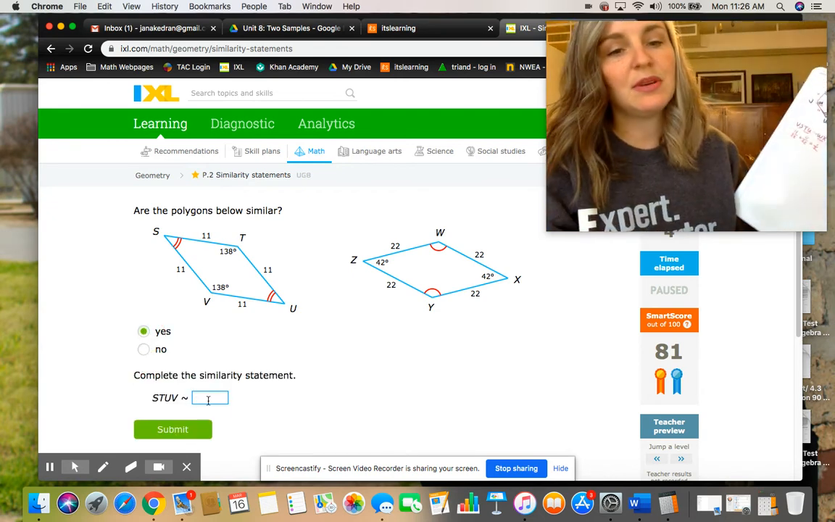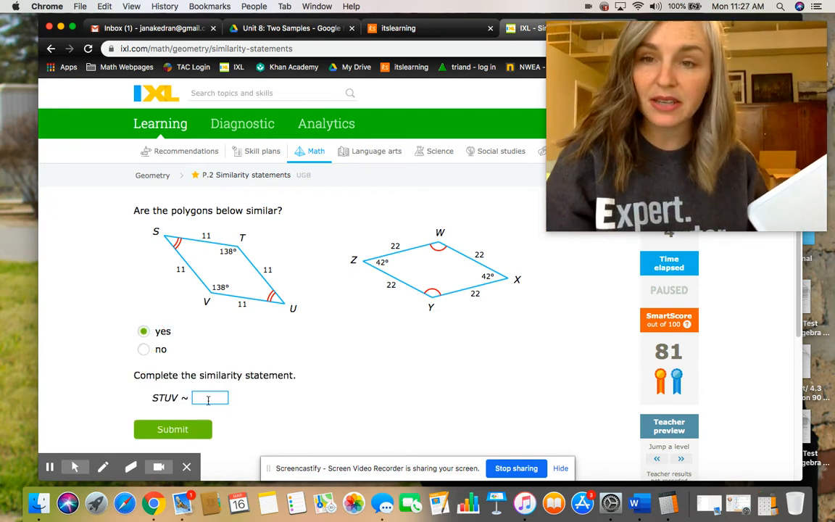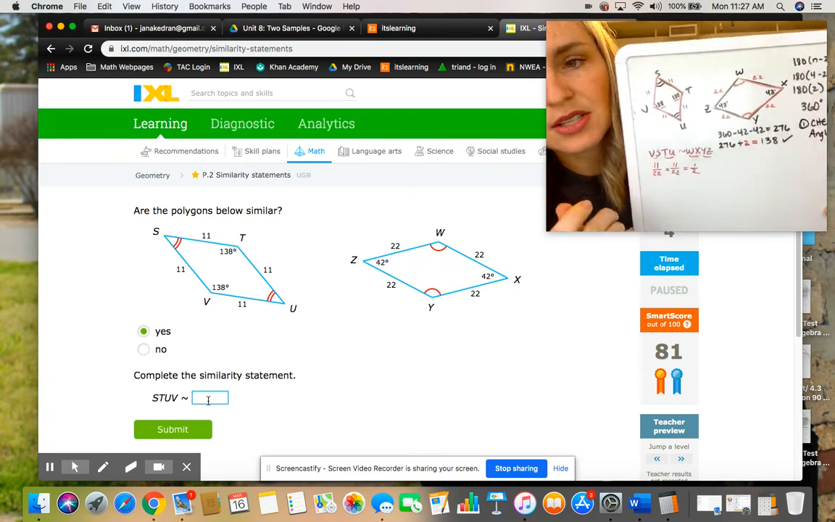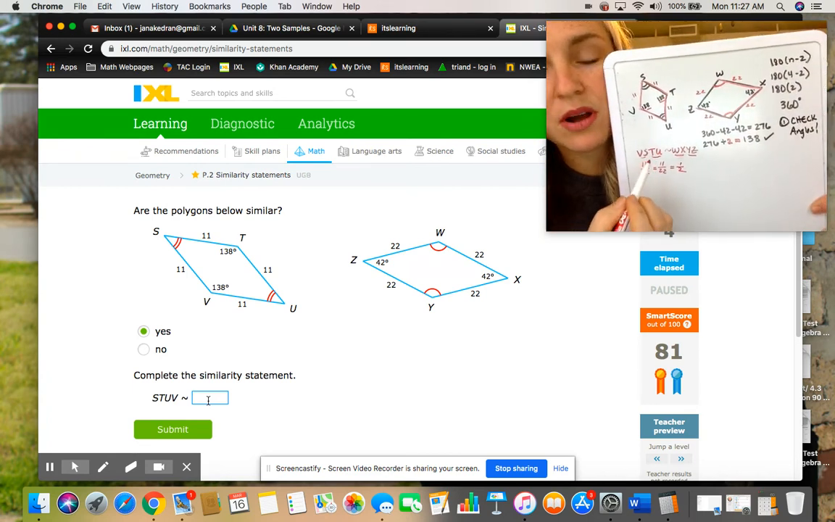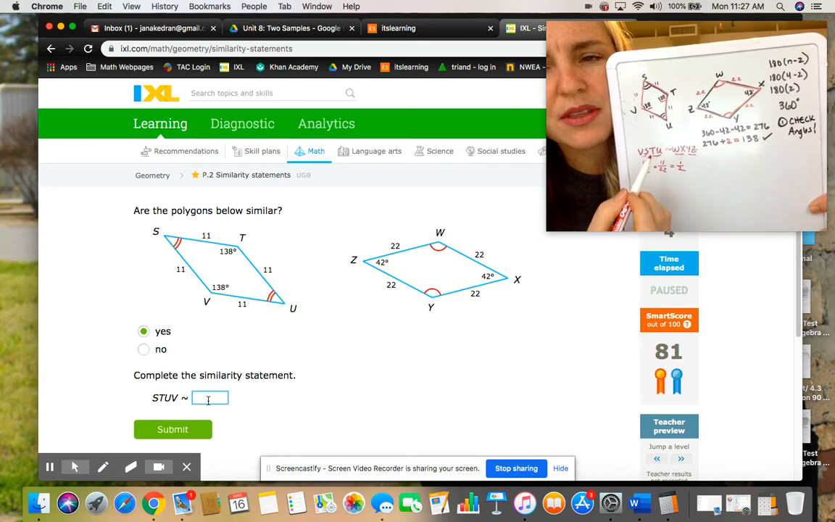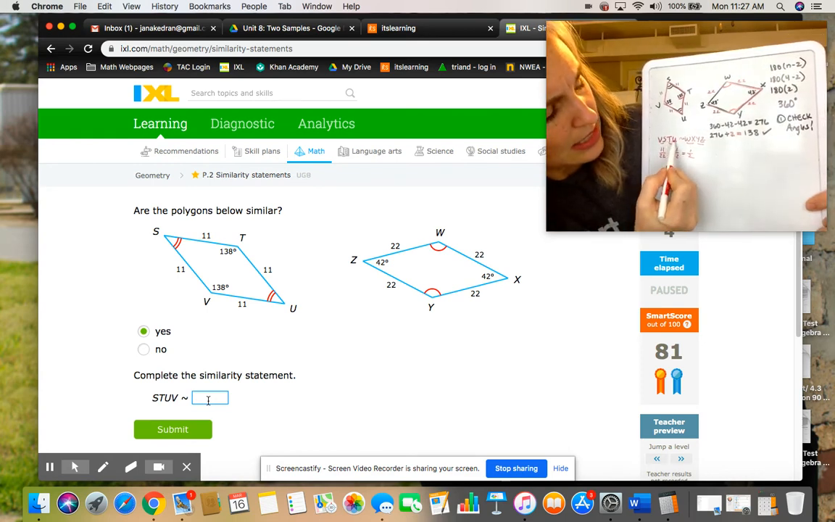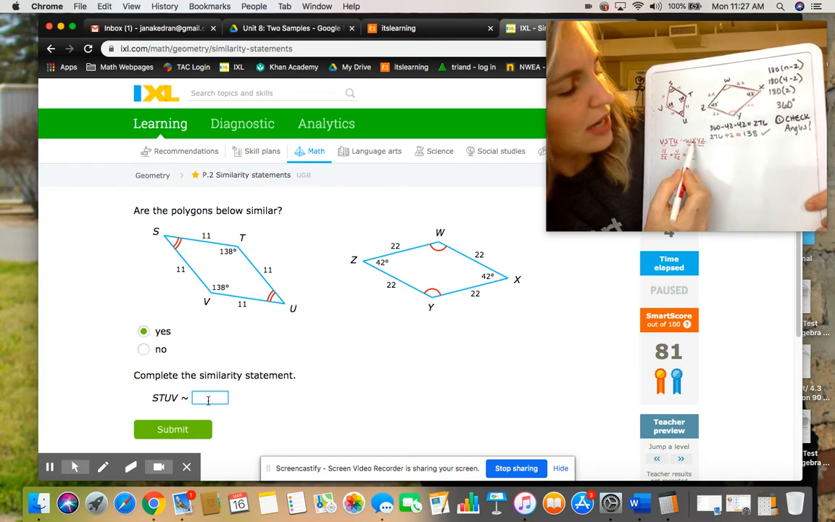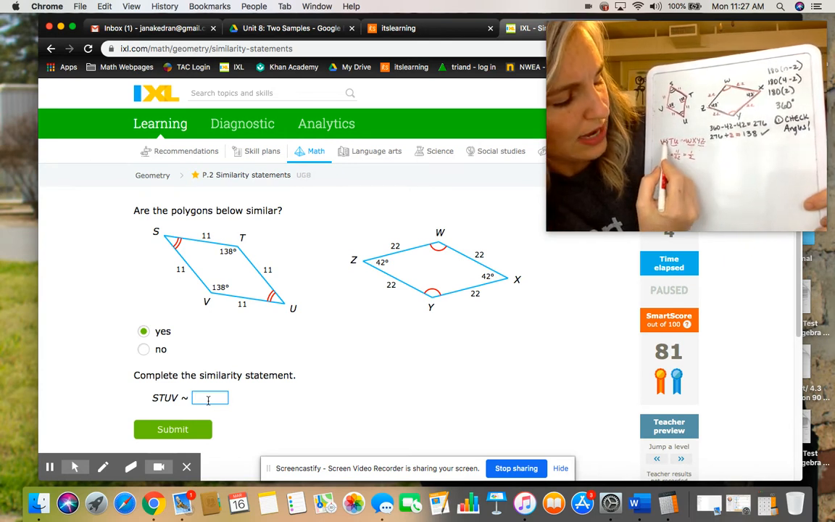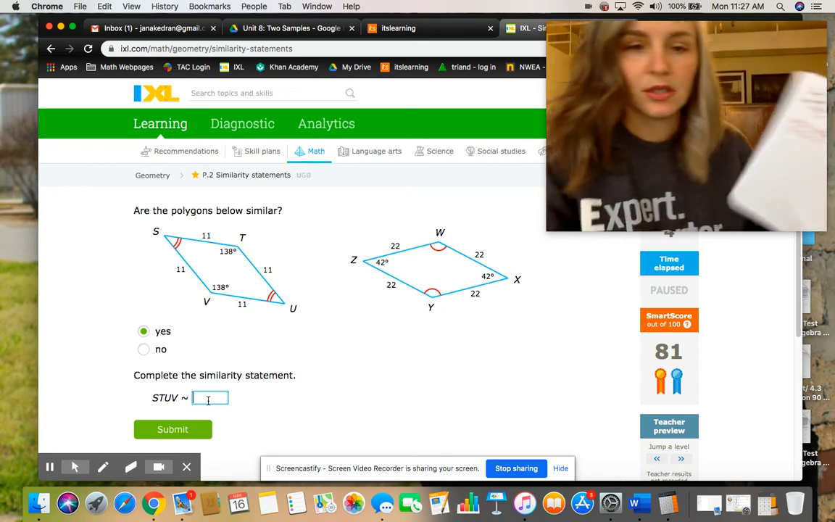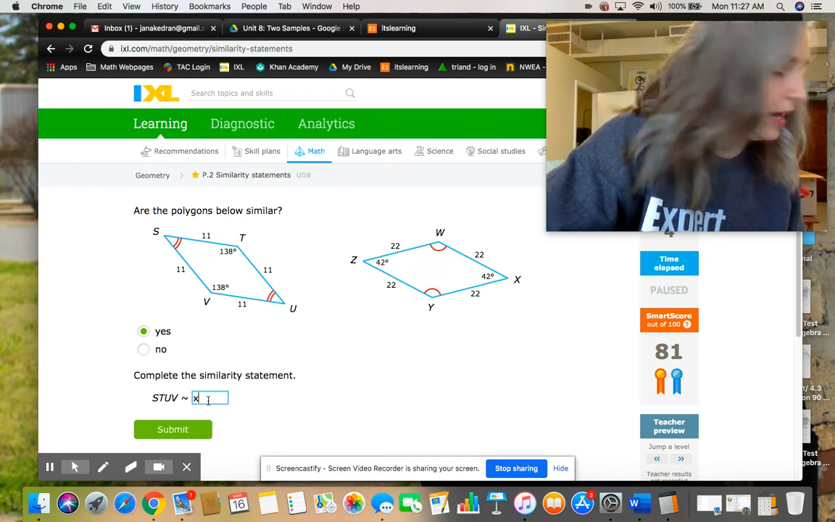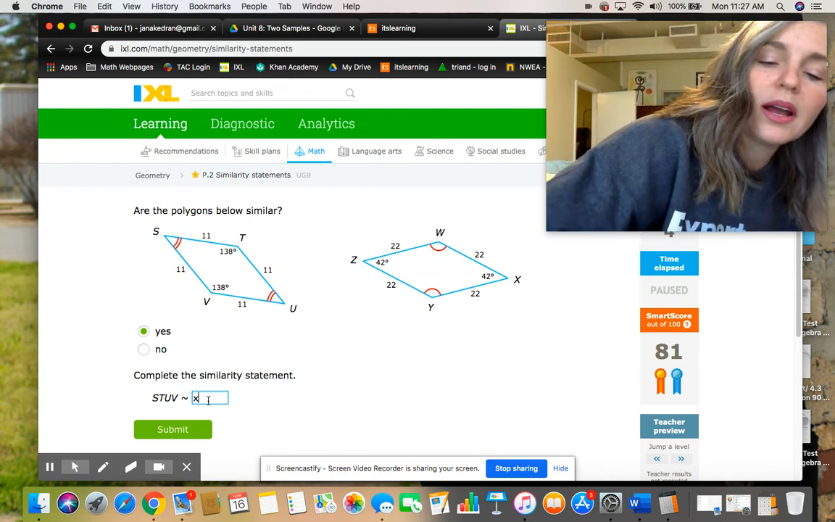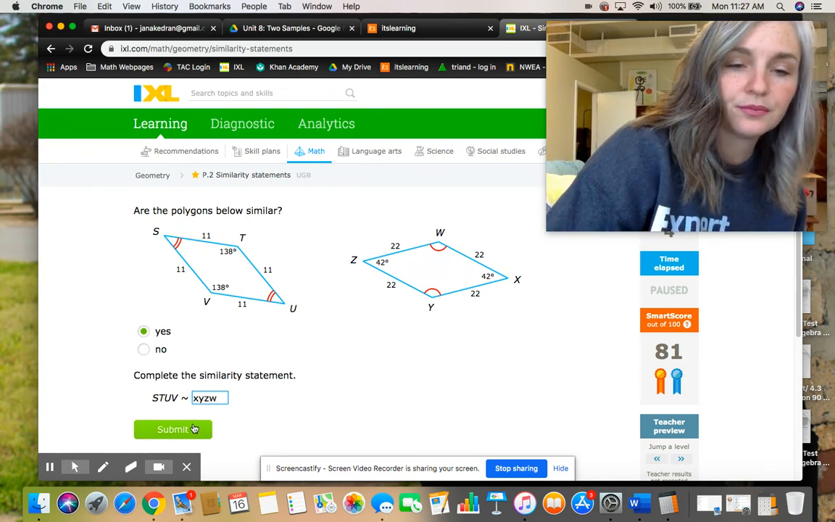Then it asked me to complete a similarity statement at the end of this. I did this in a different order than they did it. They said STUV, and so I would answer this with X, Y, Z, W. So STUV has to go with X, Y, Z, W.